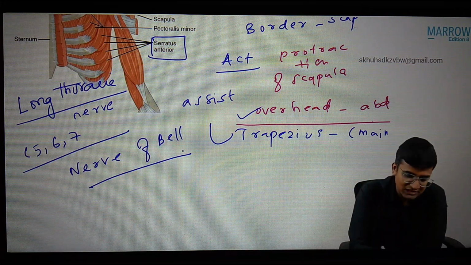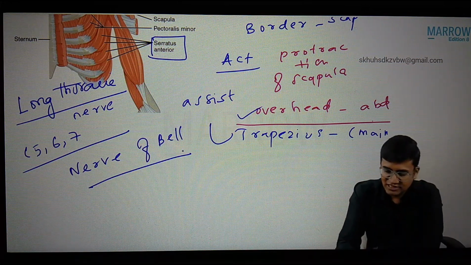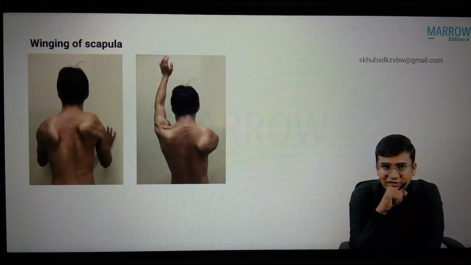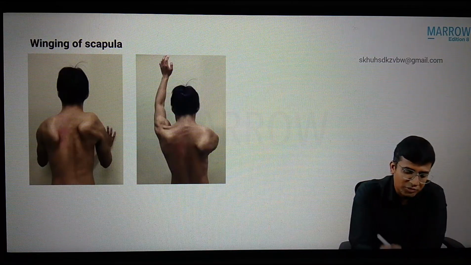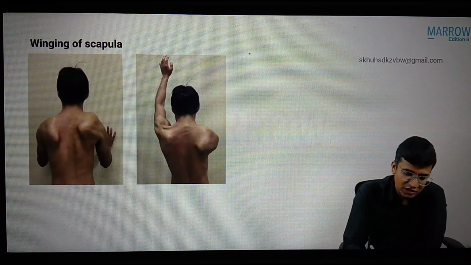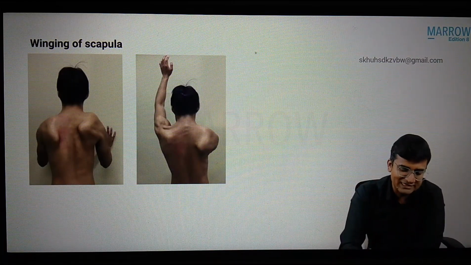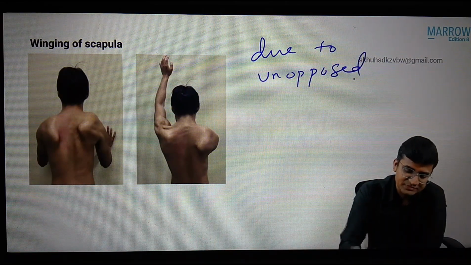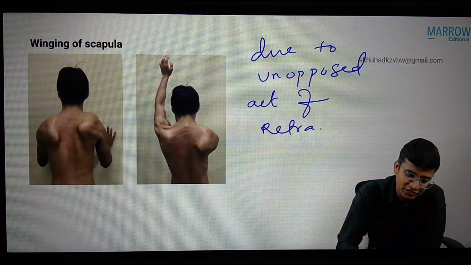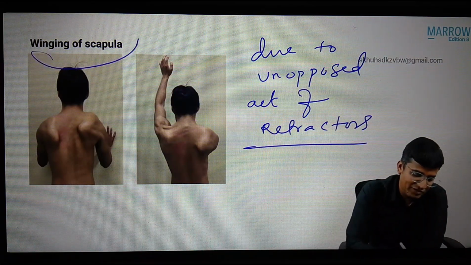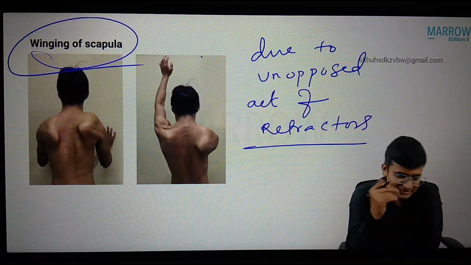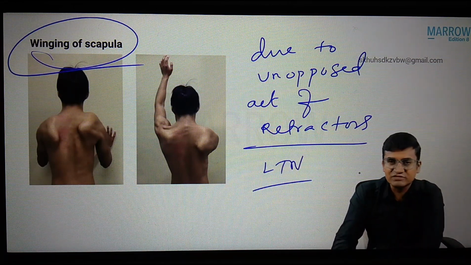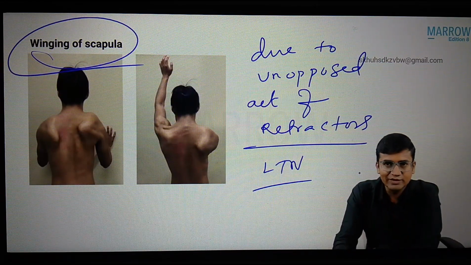Which in turn results in palsy of the serratus anterior muscle. So, which movement is lost? Serratus anterior is the main muscle for protraction of the scapula. So, protraction of the scapula is not possible. Due to unopposed action of the retractors, the patient has winging of the scapula. Winging of the scapula is due to involvement of which nerve? Long thoracic nerve. Palsy of which muscle? Serratus anterior muscle. Okay, right.